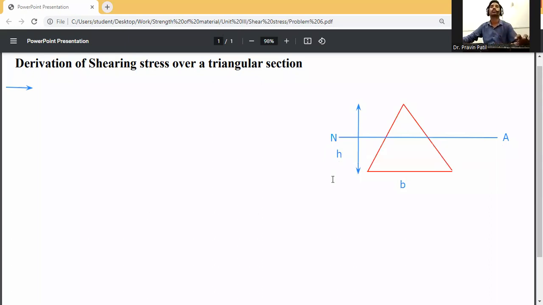Just assume one small strip. This one it is the small strip, and its width is D to E. So the total triangle is A, B point and C point. A, B, C points, the width is DE, and NA is the neutral axis. So write down.